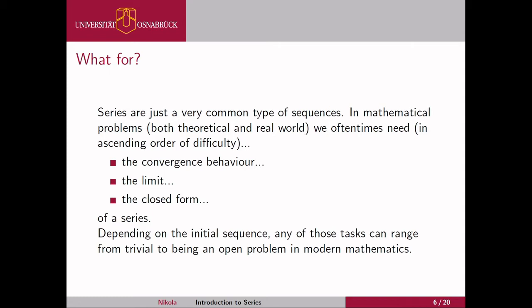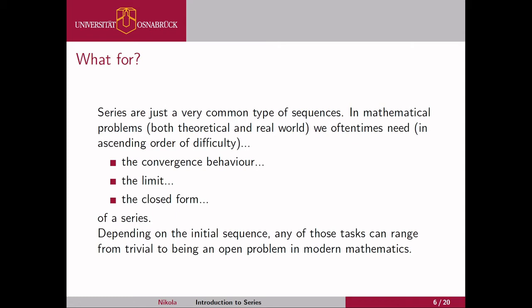And when we work with series in mathematics, or especially in physics, but also some other related scientific fields, which can also come up in cognitive science, there's usually 3 problems about them which tend to come up. And those 3 are the convergence behavior, the limit, and the closed form. Although it should be noted that the first 2 are far more often important than the last one.